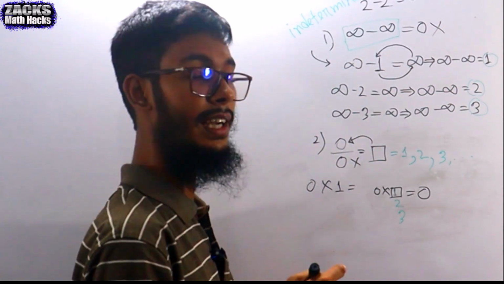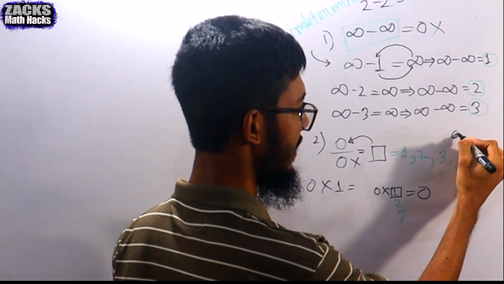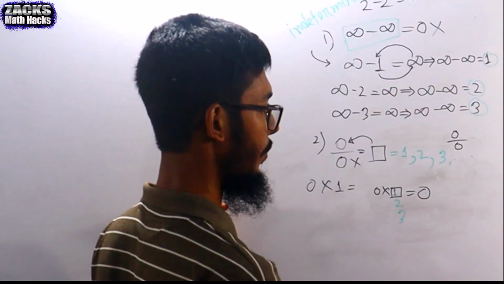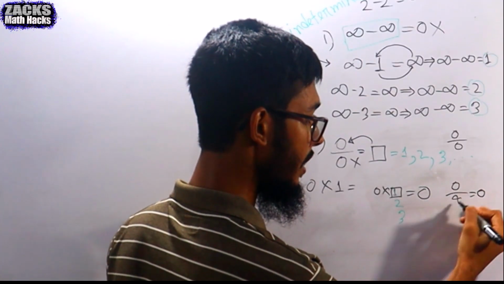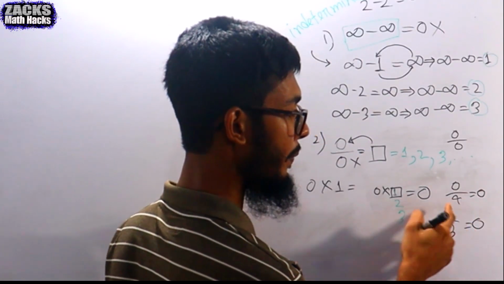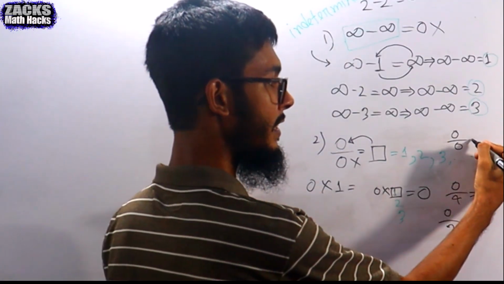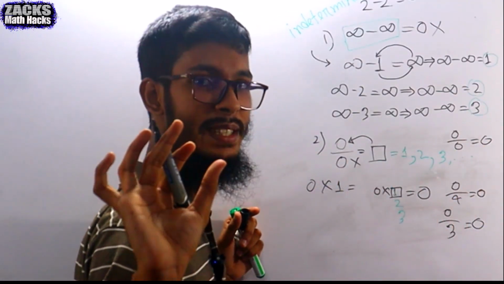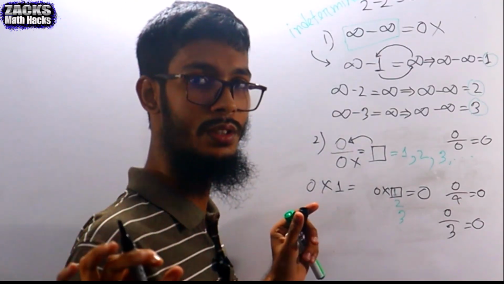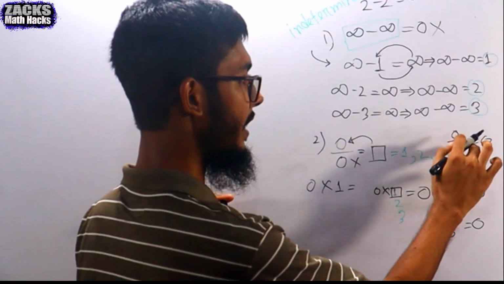Most of us think this way: 0 divided by 0, we know 0 by 4 equals what? 0. 0 by 3 equals what? 0. If the upper part is 0, then the result equals 0. So most of you say the result equals 0. Yeah, maybe the result may be 0. No, I'm not saying the result is not 0. Maybe there is a chance of being 0, right?